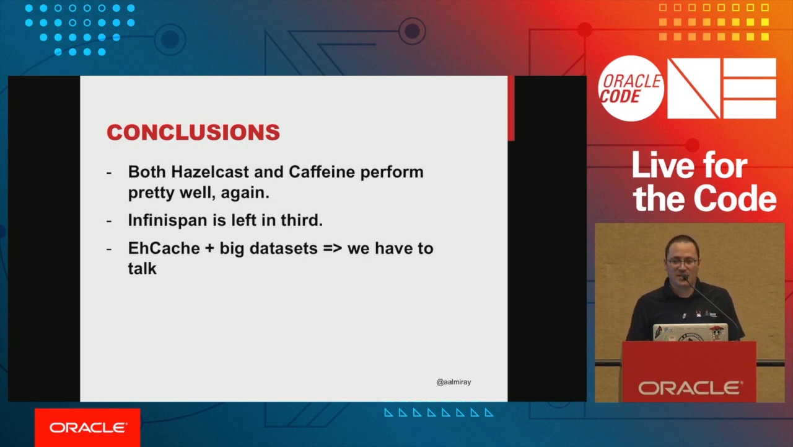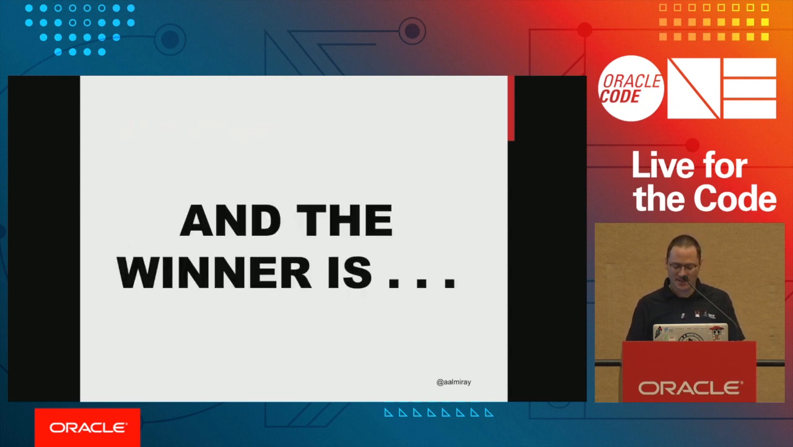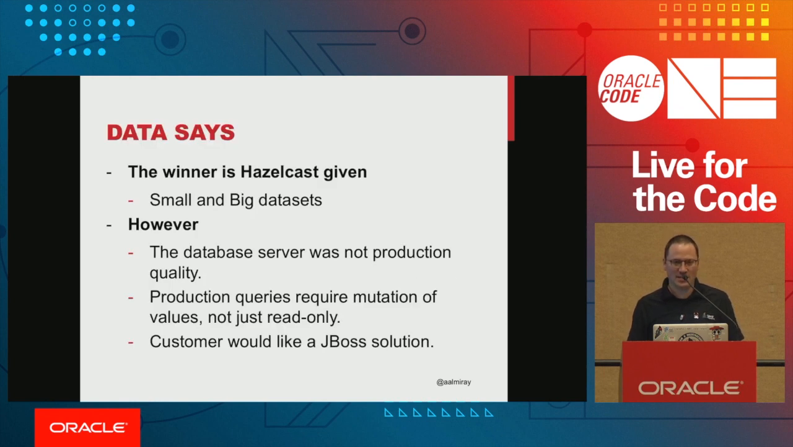Infinispan was left as the third solution, and even if we wanted to run it because of the one single provider, the numbers were not really very good. And EHCache with a big data set now, you can see, yeah, no, don't even try it. So the winner, and the data says, we should go with Hazelcast. Even with big data sets, it behaves well. But remember that the database server that we were using was not the same as in production. The production queries required mutation because we needed to write, and we were only testing reads. And the customer, again, wanted to have everything under just one roof.